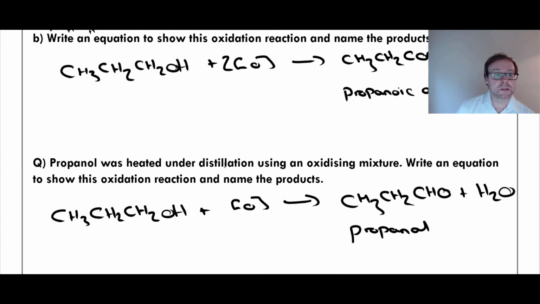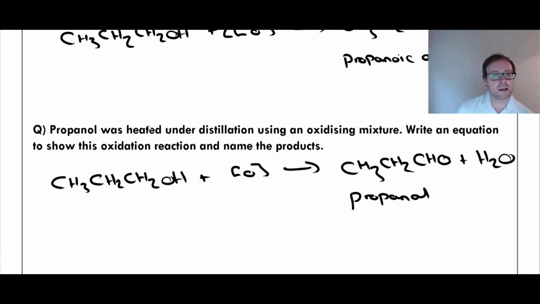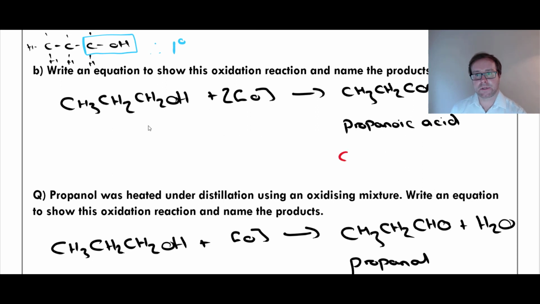And propanol was heated under distillation using an oxidizing mixture. Write an equation to show this oxidation reaction and name the products. So again, I'm going to start with propanol, but I'm only going to get partial oxidation to produce propanal. Remember, this is our formula of propanal. And just as a quick demonstration, I will show you the functional groups.